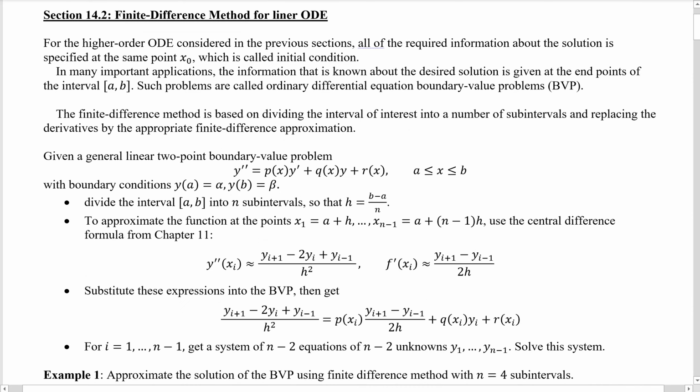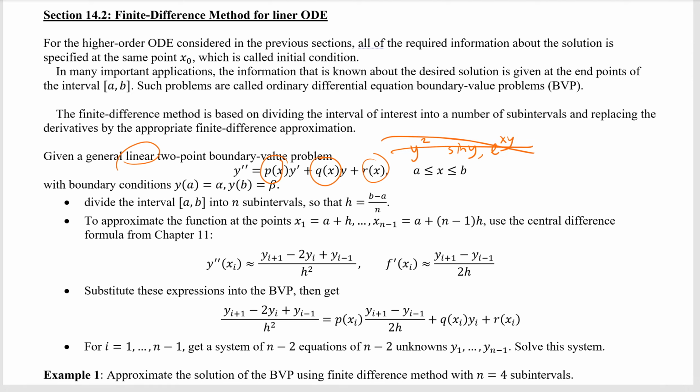So here, given a general linear two-point boundary value problem. So it's second order. Do you still remember what linear ODE means? It means that we have a linear combination of y and its derivatives, and the coefficient functions are functions of x. So you won't see something like y squared or sine y or e to the xy in the differential equation. No, not those. So this is a linear ODE.